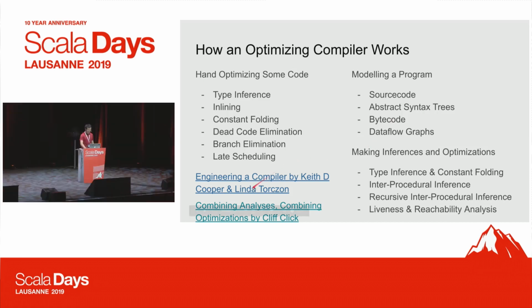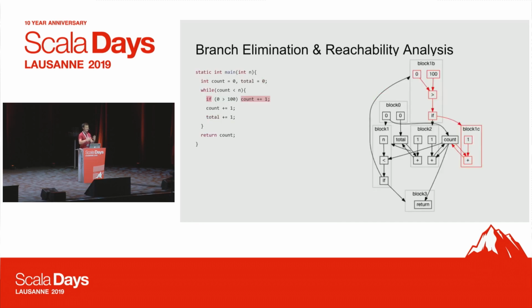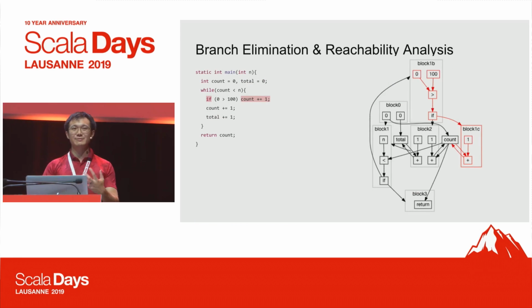And these two books, I think, are a good reference, where Engineering a Compiler is a very thorough reference of the general architecture of a compiler with many sections, many chapters based on optimization techniques. And Combining Analyses, Combining Optimizations by Cliff Click, that's his PhD thesis from 1995, is a good introduction to this idea of data flow graph modeling and data flow graph analysis using this particular technique.